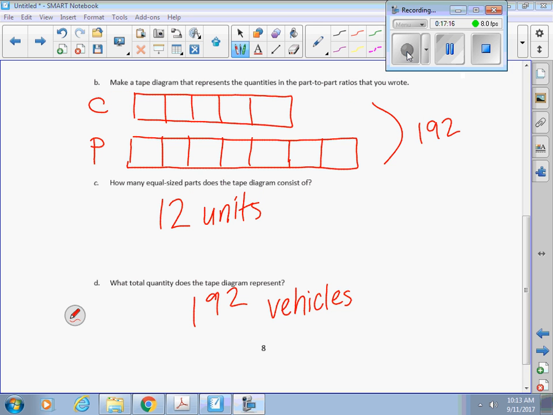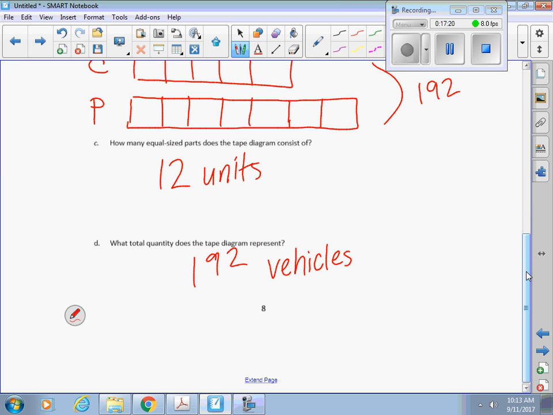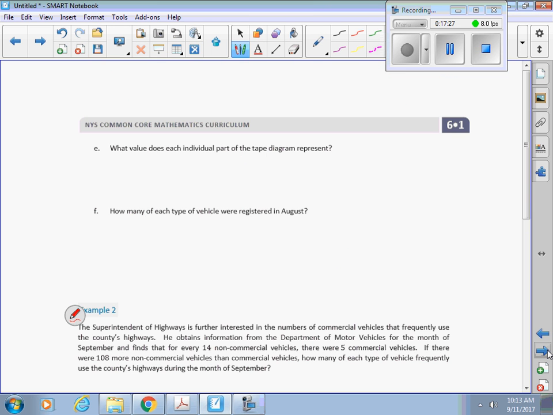All right, so we know that there are 192 vehicles. Now with 4th period, say hi everybody. Hi. We are going to move on to page 9 to finish this. What value does each individual part of the tape diagram represent? So we know that there are 12 units and we know that that's a total of 192 vehicles. Does anyone have any idea what we would do to figure out what each section is worth?